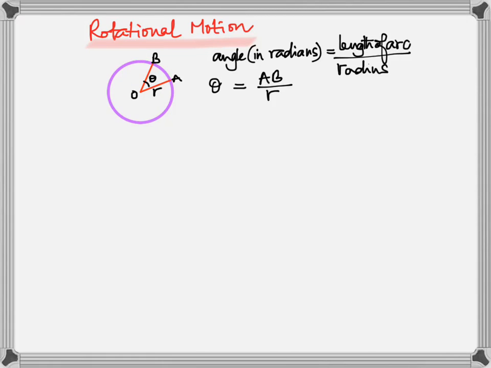Angle is defined as the length of the arc divided by the radius. As you look at that, the angle theta shown there is the length of the arc AB divided by the radius. Now, what's the unit of AB? It's a length, meter. What's the unit of radius? The unit of radius is also a length, meter. So what's the unit of angle? Nothing. See? Angle has no unit.